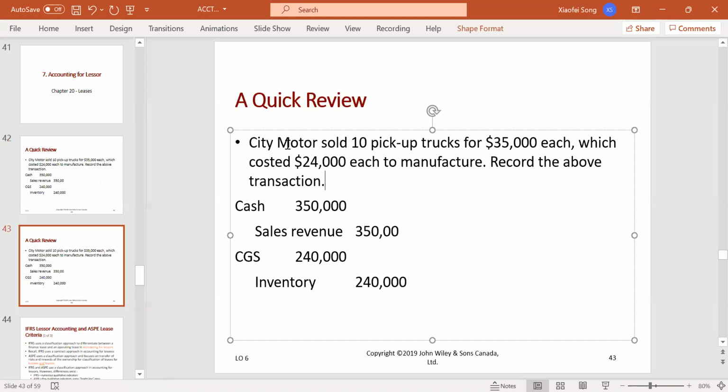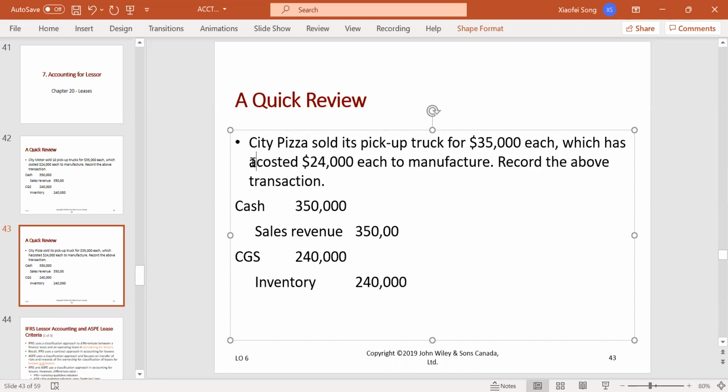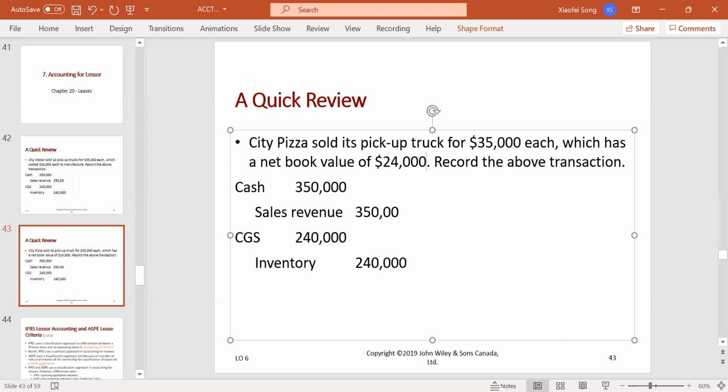Now, if I change this story a bit, let's say it's not City Motor, let's say it's City Pizza. The pizza shop usually doesn't have that many trucks; they just sold their truck for $35,000, which had a net book value of $24,000. Okay, so similar, but not the same. Now tell me how this one should be recorded.